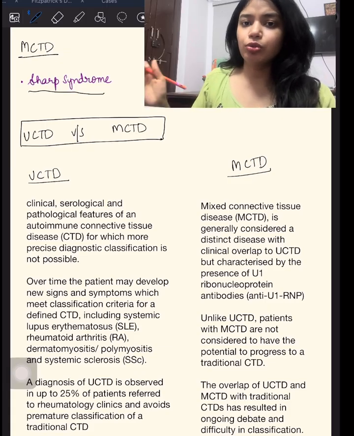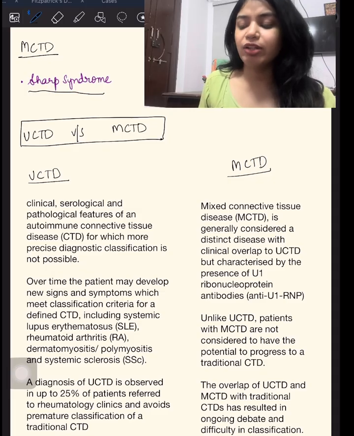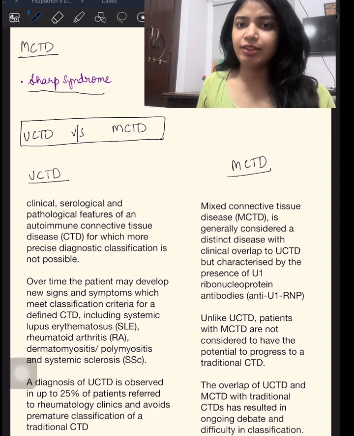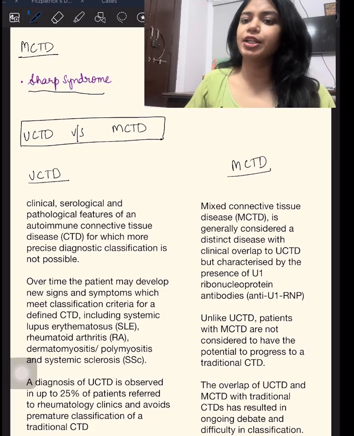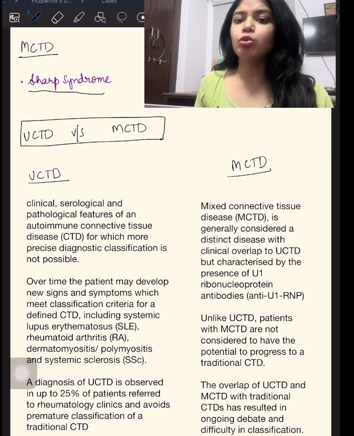Today we are going to talk about MCTD, Mixed Connective Tissue Disorder. In the new RUCs, they have given two different terminologies. One is UCTD, which is undifferentiated CTD, and MCTD, which is Mixed Connective Tissue Disorder. So what is this UCTD?